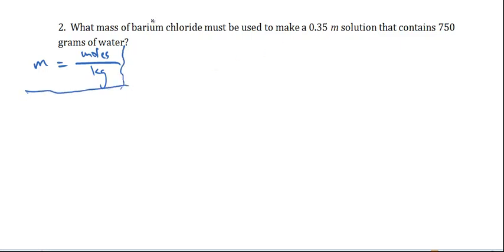Okay, so let's read the problem. It's asking what mass of barium chloride must be used to make a 0.35 molal solution that contains 750 grams of water. So what's the solute and what's the solvent in this problem? Do you know what the solute is? Hopefully you identified the barium chloride as the solute, and the water is the solvent in this case.